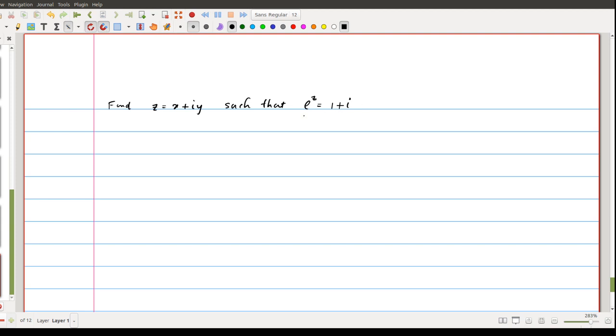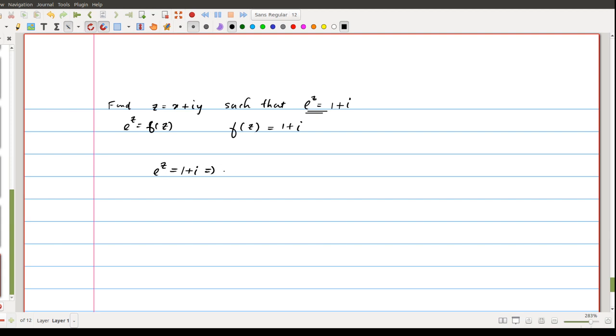What is the inverse of this function e power z? That means if we consider e power z as a function f of z, then we need to find out z such that f of z equals 1 plus i. That is the meaning of this. So this will give the inverse of this z under this function f. This can be solved using the equation e power z is equal to 1 plus i, and by solving this we get the value of z.